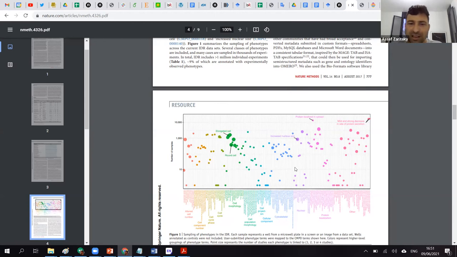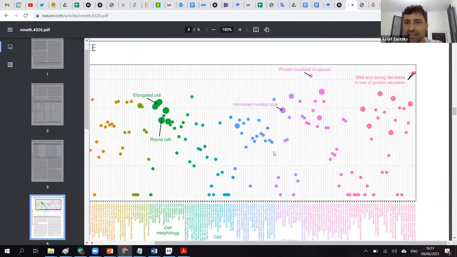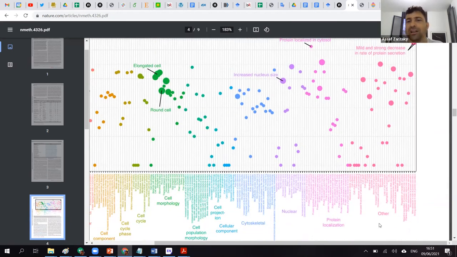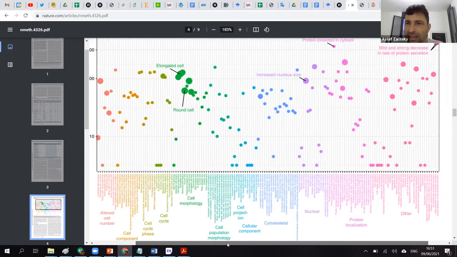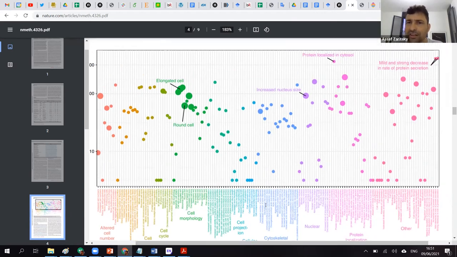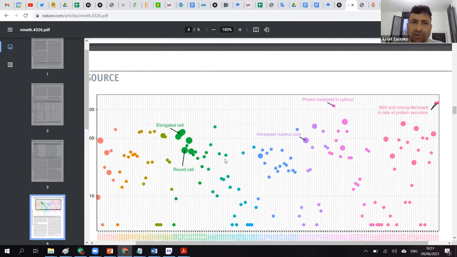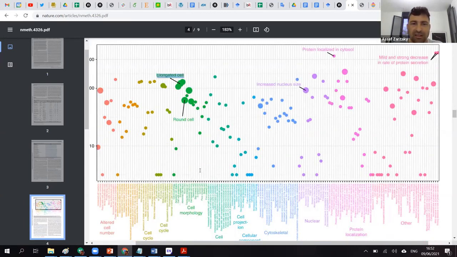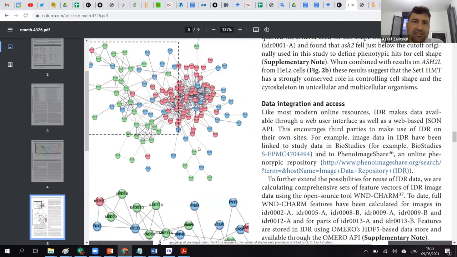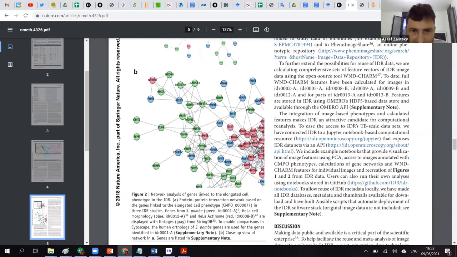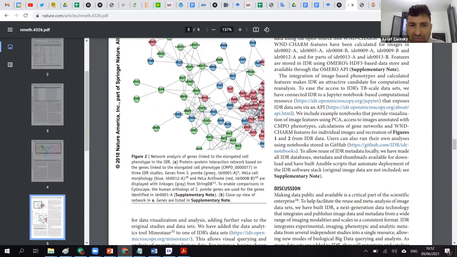So here they look at different properties. Let's increase that. You can see here different molecules. They looked at screens, high throughput screens, and they look at phenotypes that relate to protein localization, and these are the different phenotypes. And then they decide to focus on the phenotype of the elongated cell, what you can see here. The size of the circle is the number of studies that they had, and the size is how many phenotypes they had. And then what they did here, they combine different studies. So the color code, I think, are different studies.